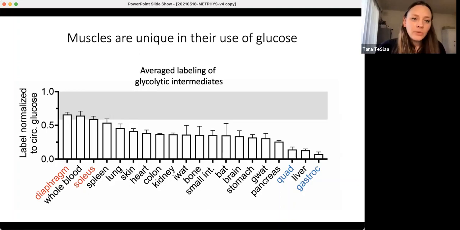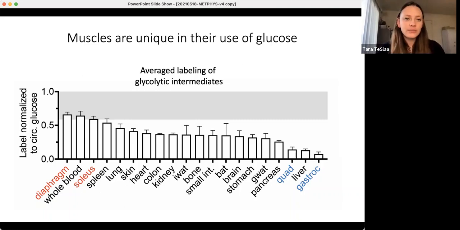And so we had 2 striking observations from this data. One is that the majority of tissues label about 50% from circulating glucose. And this suggests that the majority of glycolytic intermediates is not coming from circulating glucose, and there must be another source. And I'll talk about that a little bit more later.